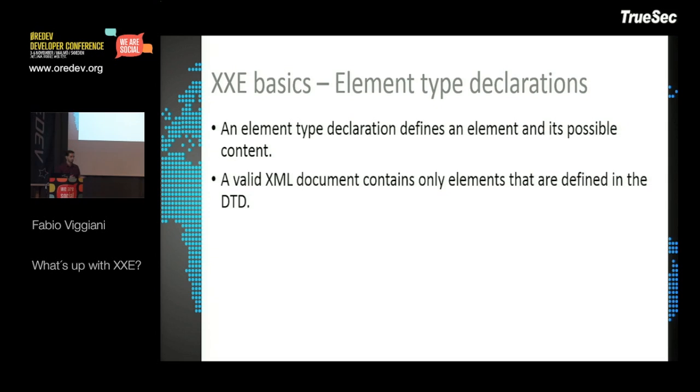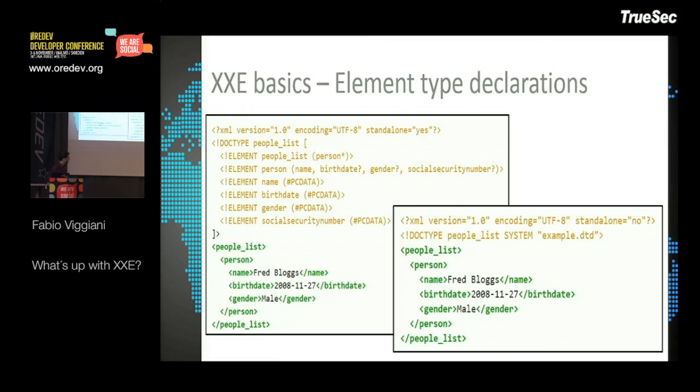Elements. Elements are, well, the different parts of the XML document. They can be defined inside the DTD, inside the document type definition. So let's see an example. Let's take this one on the left. We have the yellow part after this DOCTYPE word. That's the DTD, that's the document type definition.